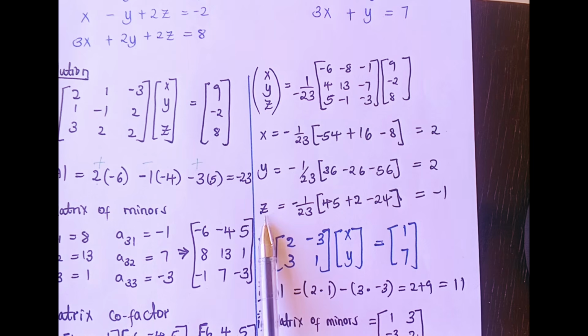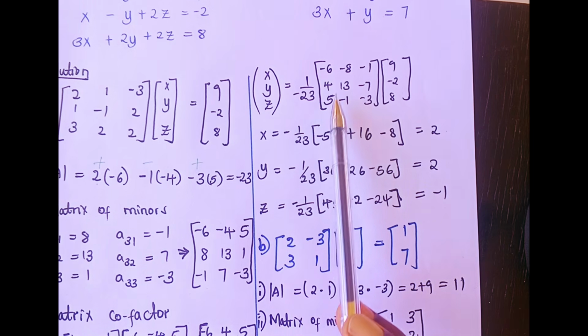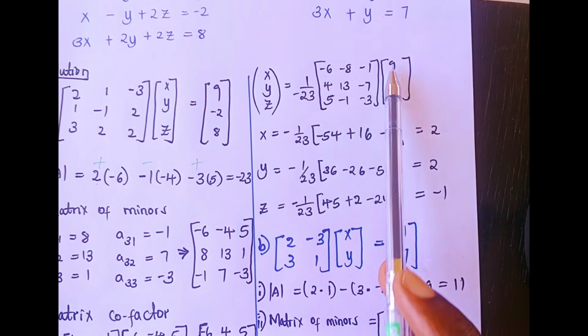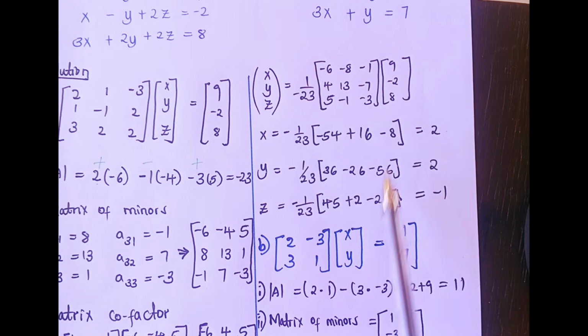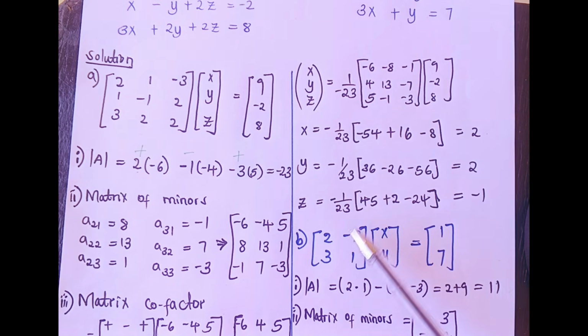And for z, it will be negative 1 over 23. Then we multiply 5 by 9, then negative 1 by negative 2, and negative 3 by negative 8, which is negative 24. If you put it in the bracket and multiply by negative 1 over 23, it's going to give you negative 1. And this will be the value of x, y, and z for the 3 by 3 matrix.